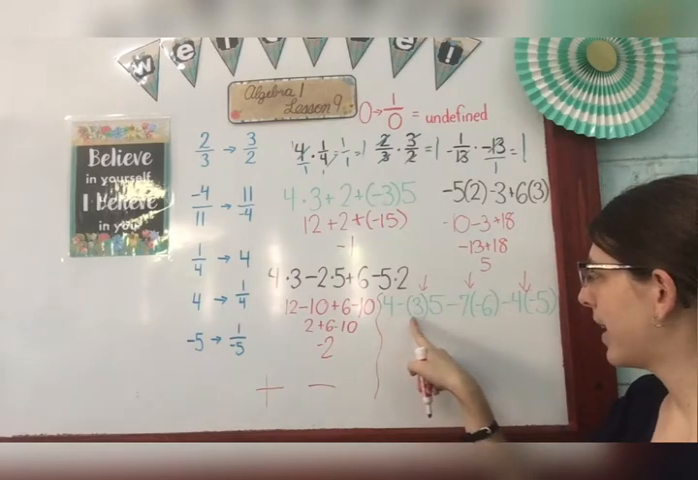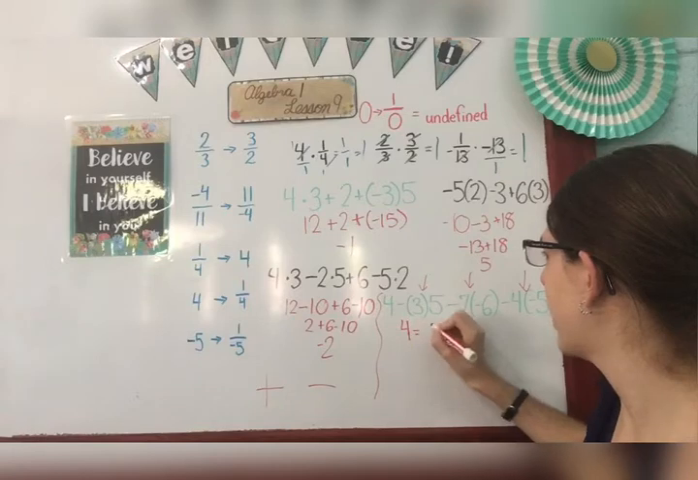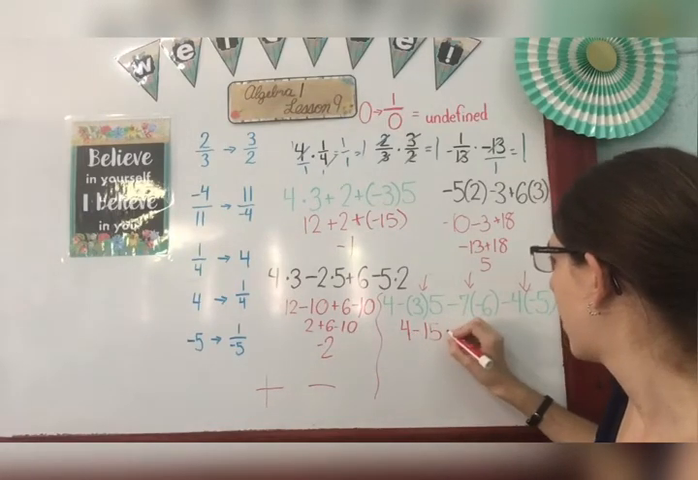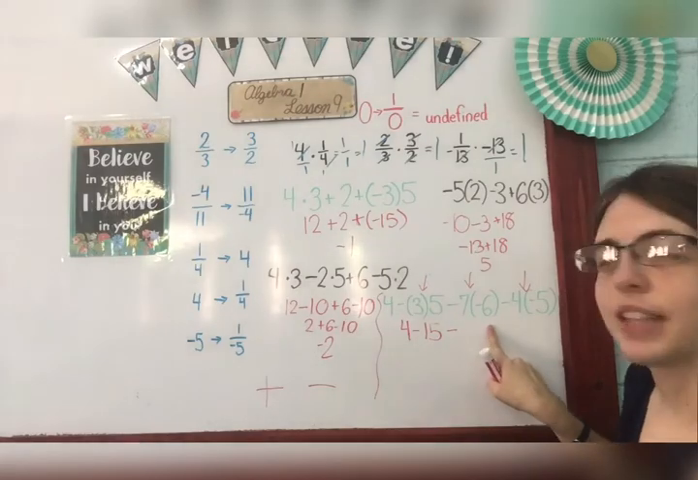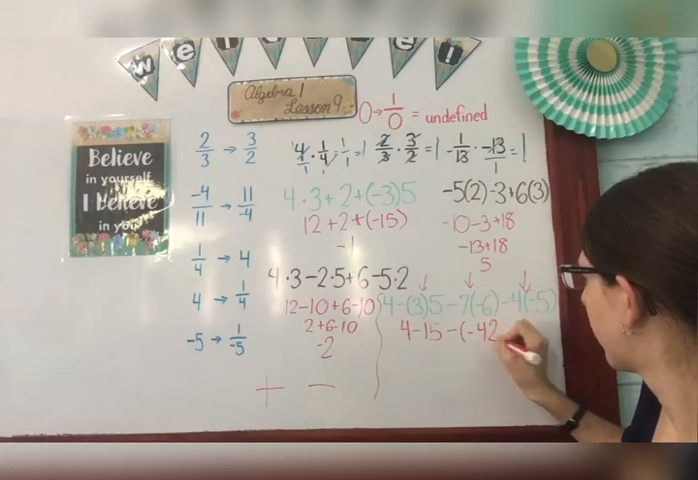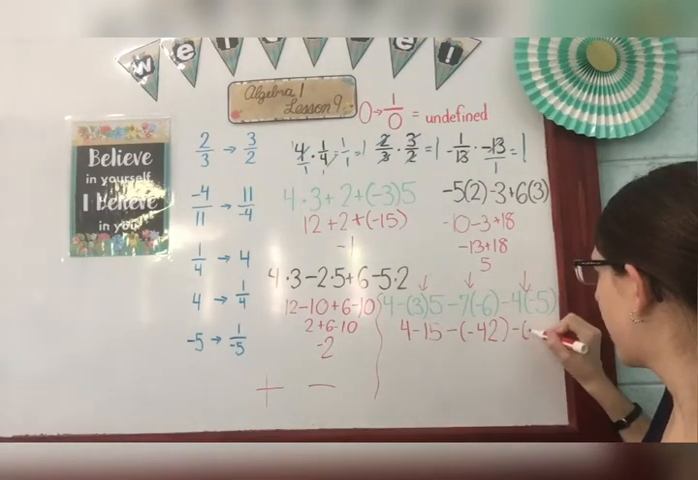So I have 4 minus 3 times 5. Let's start there. 3 times 5 we know is 15. Minus, now I have 7 times negative 6. Negative 42. Minus 4 times negative 5, negative 20.